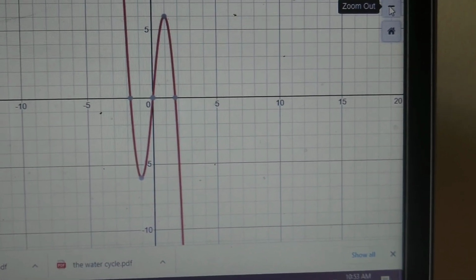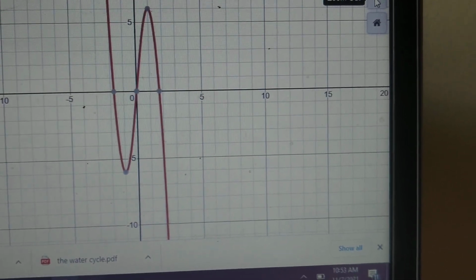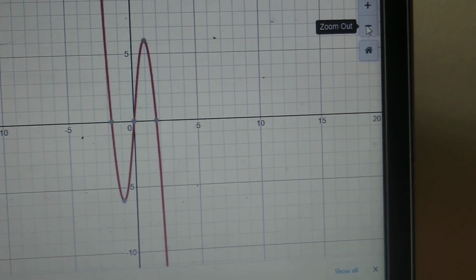If we look at Desmos, we have -1, -6, and that's a local minimum. And 1, 6 is a local maximum.